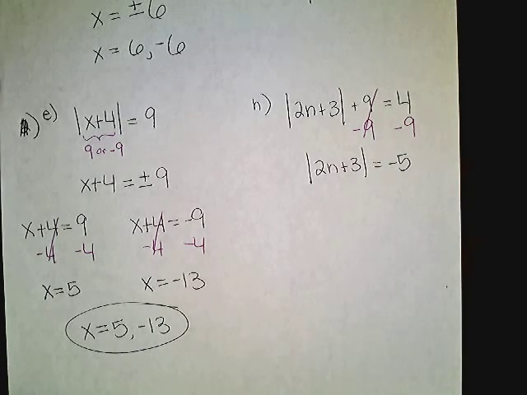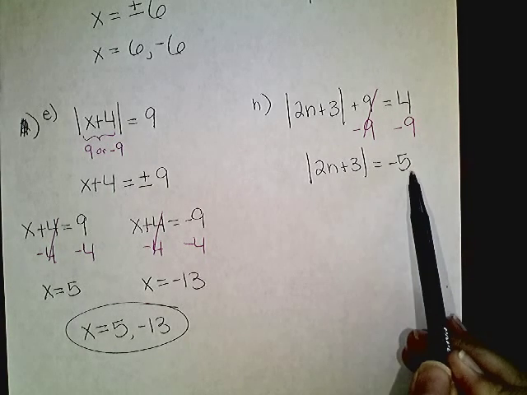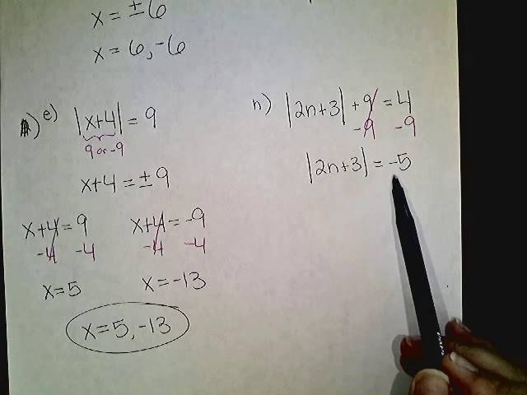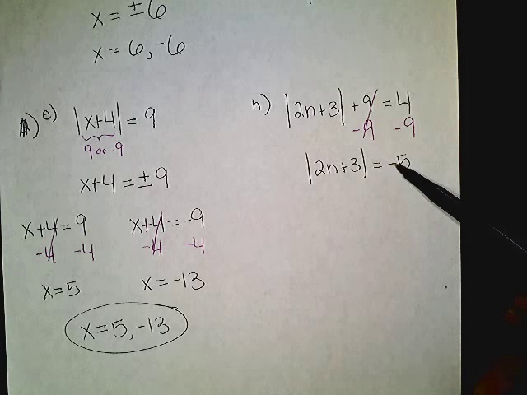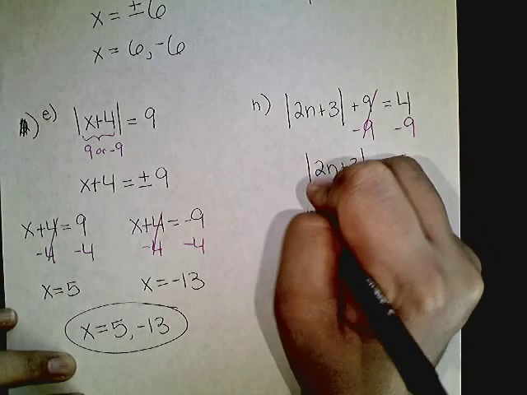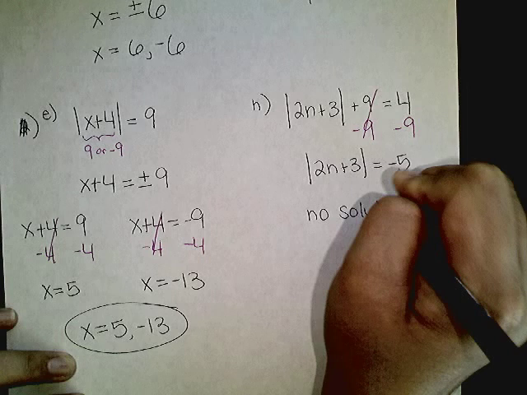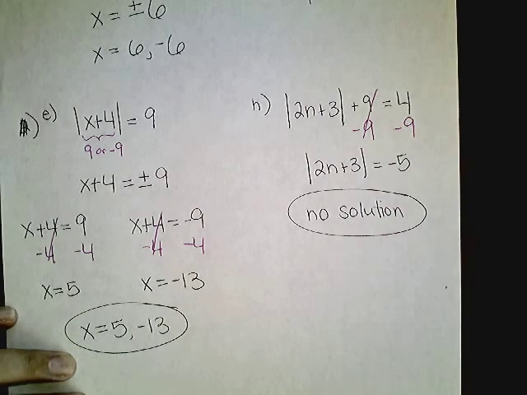Well, what do we know about an absolute value? An absolute value has to be positive, right? So in this case, logically, we know that this cannot happen. Double check, did we do our math correctly? We subtracted 9, 4 minus 9 gives us -5. So here, there actually is no solution, and that's perfectly fine to get that. No solution. We want to be logical first. An absolute value can never be negative, let alone -5.